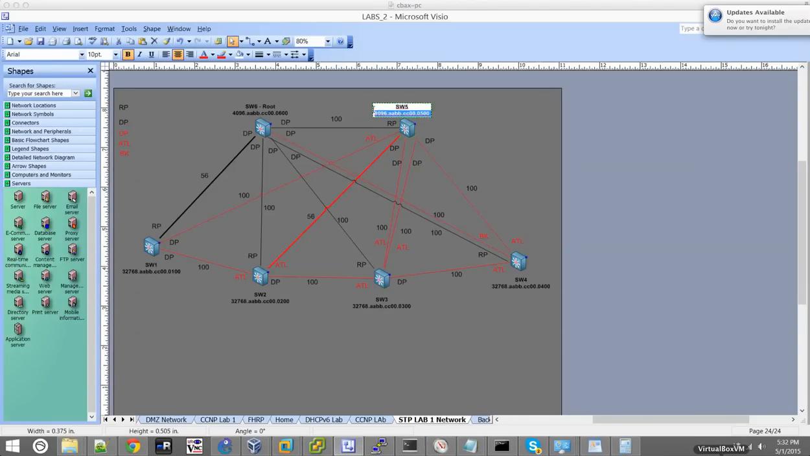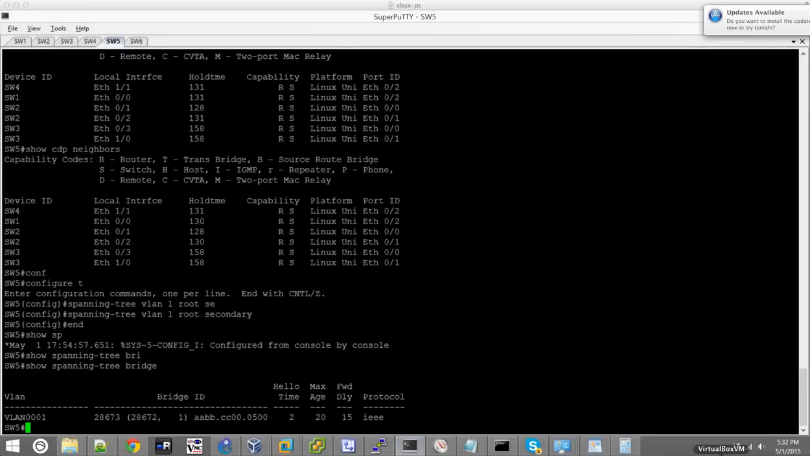It's still lower than the default 32768. Is that the number? I'm pretty sure it's that number, 28672. And I don't know if you guys know, but when the priority is calculated, it's actually the default priority plus the VLAN number. It's called your extended bridge ID, I think, when it's incorporating the VLAN number. So your actual priority is 28672, plus 1 for VLAN 1, 28673, plus 10 for VLAN 10 would be 28682, and so on, so you get the idea.